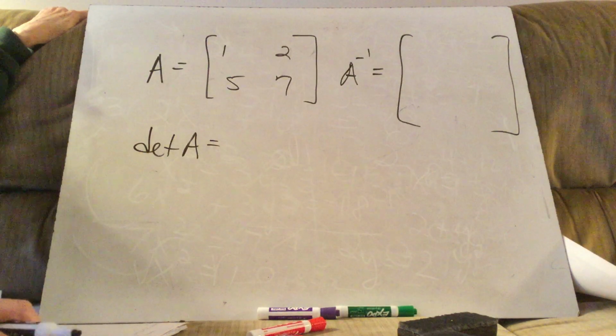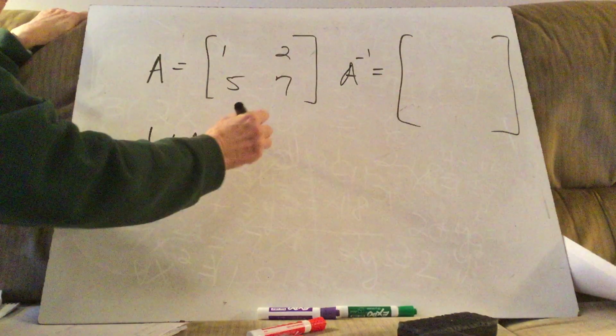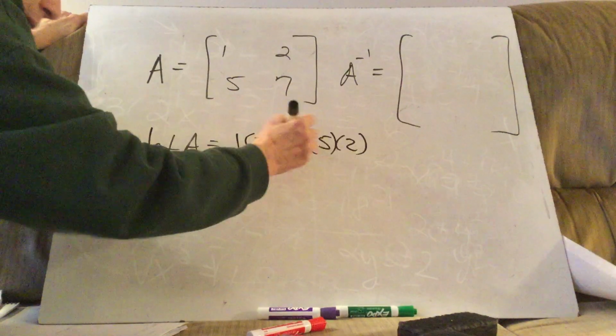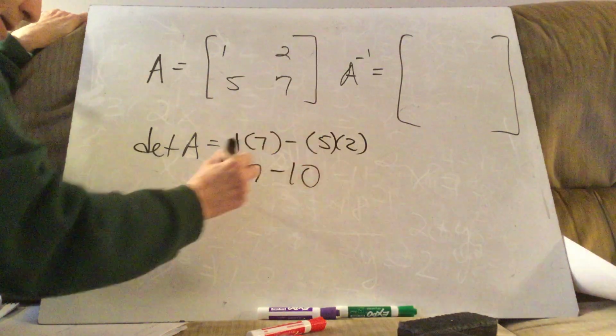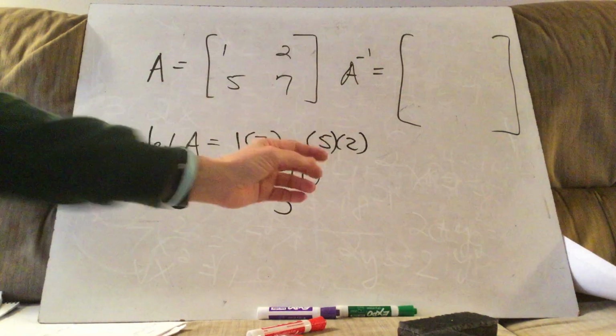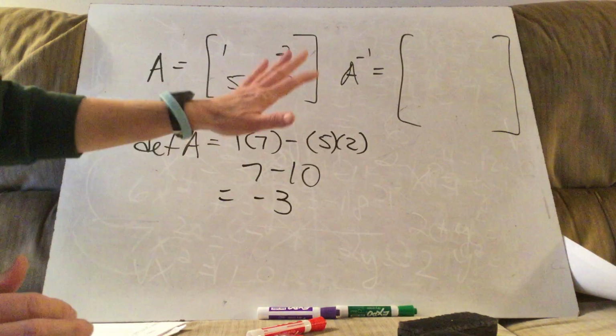Now, you've already taken a quiz over this. You know how to find the determinant. We take 1 times 7. We take 5 times 2. And we subtract those. So 7 minus 10. So my determinant is -3. That is step 1. Now, step 2 is to find the inverse.